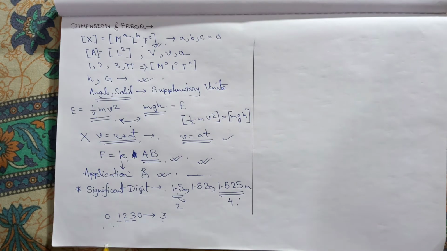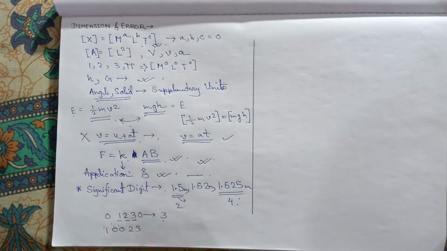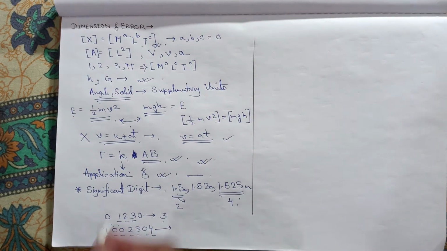But yes, one more thing. If zeros appear in between non-zero numbers, suppose like that, then they are all significant, because the zeros in between non-zero numbers are all significant. So the number of significant figures is 1 2 3 4 5 6 7.